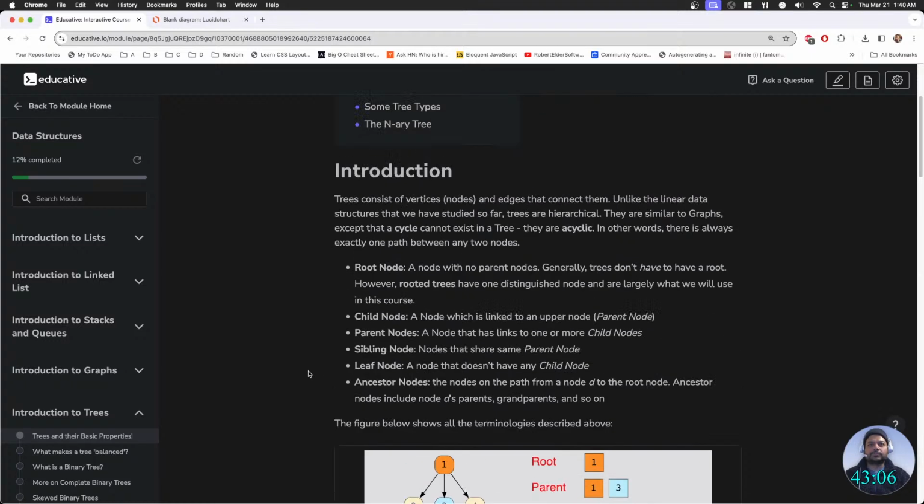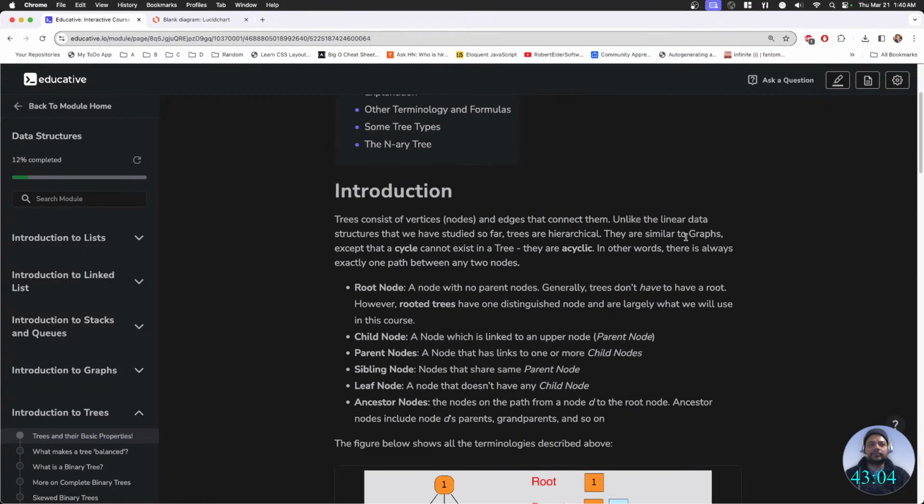How are graphs and trees different? Oh, here we go. Unlike the linear data structures that we have studied so far, trees are hierarchical. Practice that word. Hierarchical. They are similar to graphs, except that a cycle cannot exist in a tree. They are acyclic.